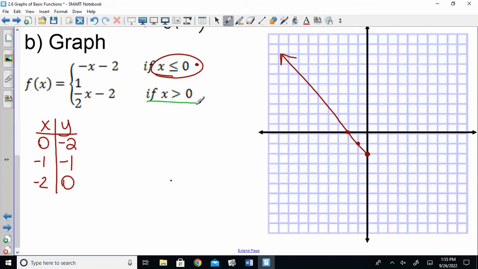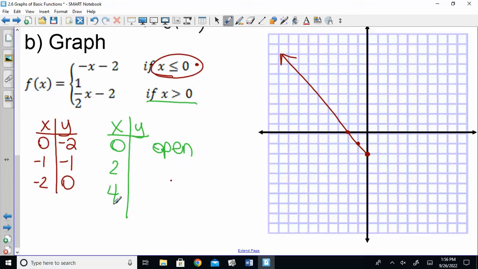Second one. What do you have to plug in first? But it doesn't have an equal to, so that means it would be open. And then we want things greater than that. If you notice, we're going to be multiplying by a half. So you could plug in 1 and 2 if you want to avoid fractions. You could do like 2 and 4. There's no rule that says what you have to put in.